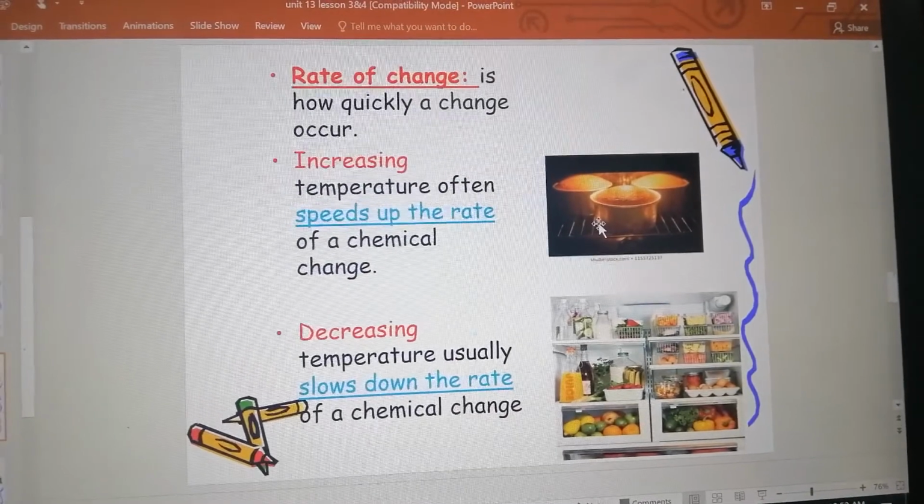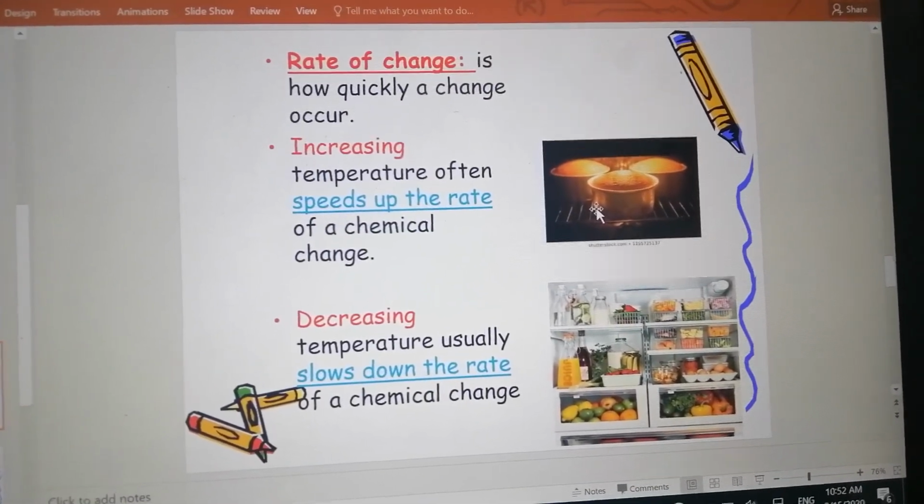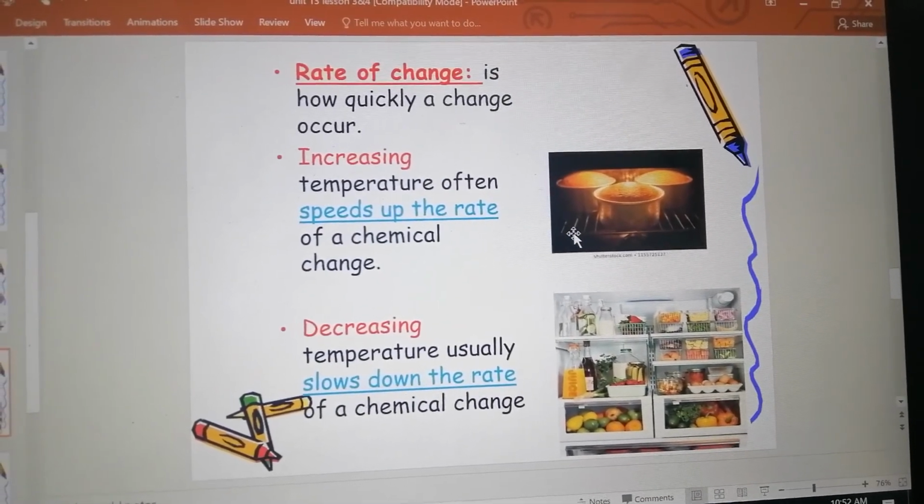Like baking a cake, why do we put it in the oven? To speed the reaction, to make it fast. Change from raw substances to cake.